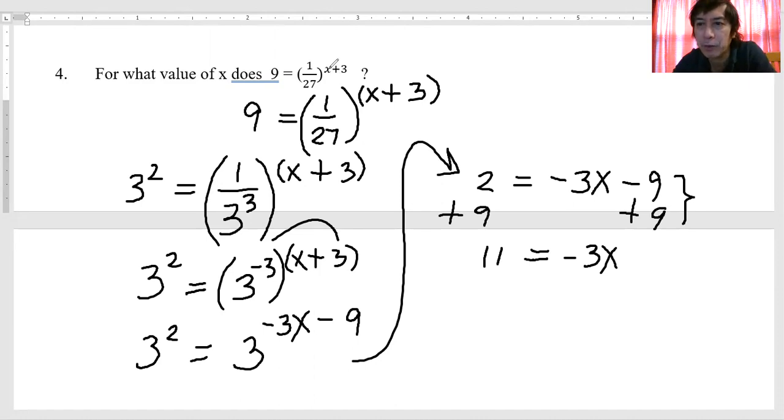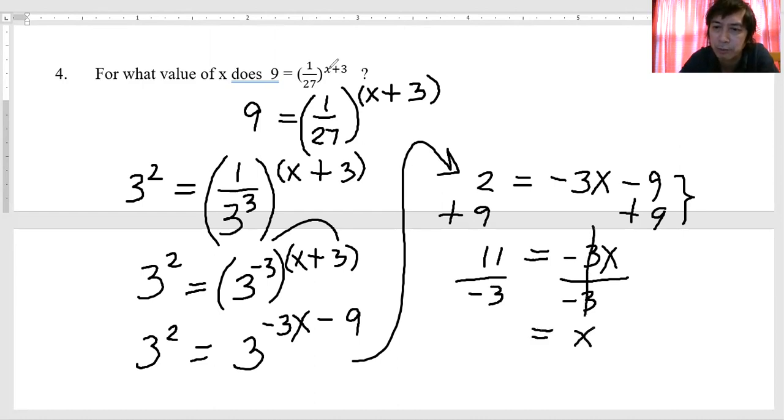Okay, our divisor is always the number coefficient to the letter. So that is the negative 3. So we shall divide both sides by the negative 3 there. And so x, the right side, is just x because this cancels out. And the answer is 11 over 3. And it's a negative.